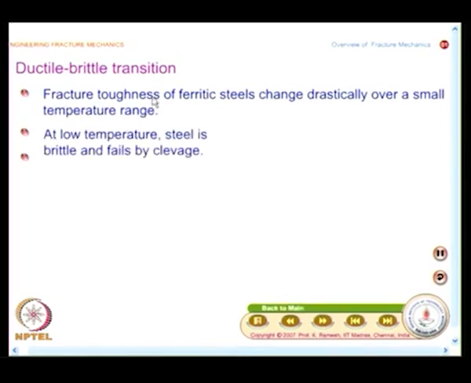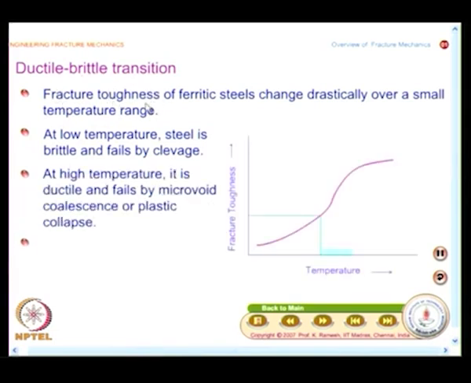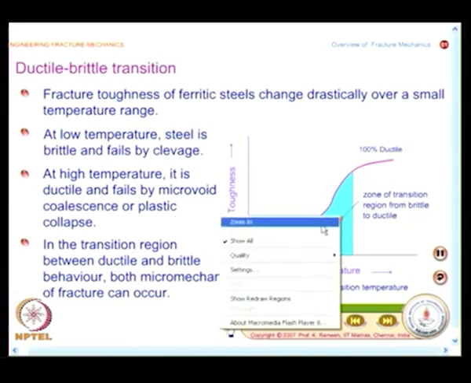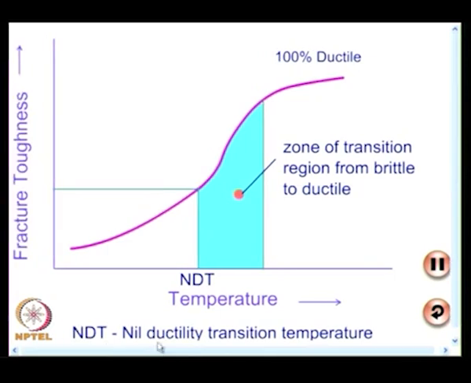And it is reported that fracture toughness, which you will learn in this course, was found to vary for ferritic steels over a small temperature range. At low temperature, steel is brittle and fails by cleavage. At high temperature, it is ductile and fails by microvoid coalescence or plastic collapse. And this is how you can make a neat sketch of it. So, you plot temperature versus fracture toughness, and the graph is like this. In this region the material is 100% ductile. Below this temperature, which is labeled as NDT, the nil ductility transition temperature, you find there is a transition zone from ductile to brittle.